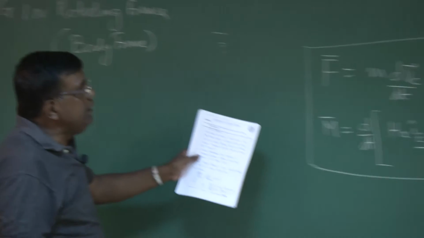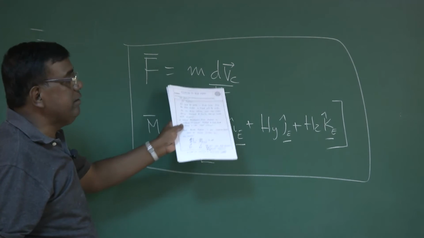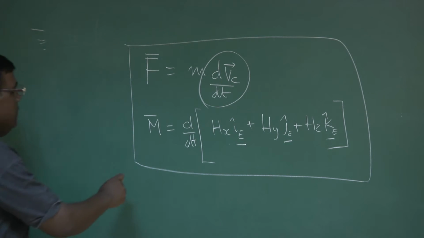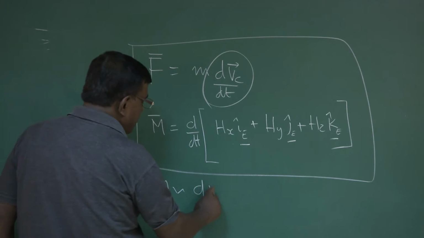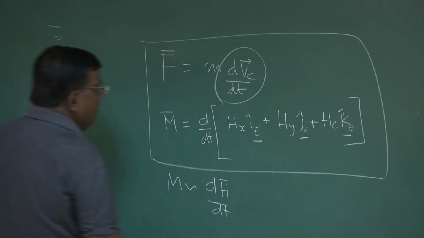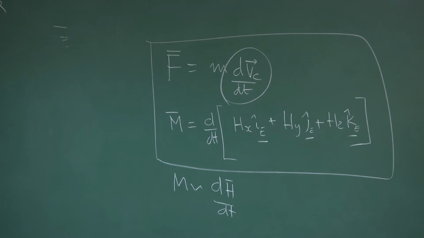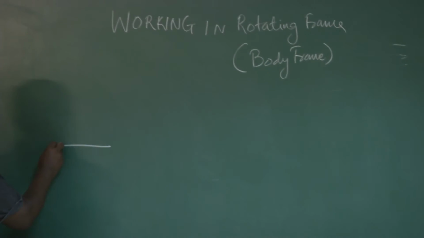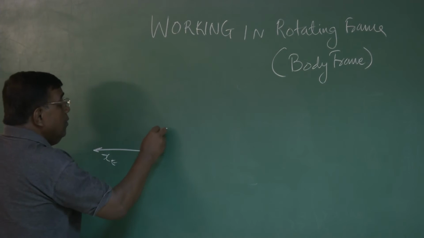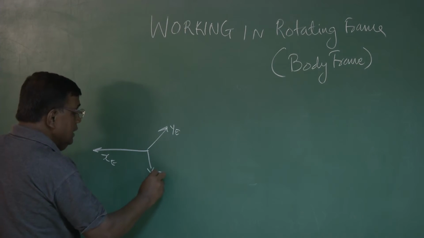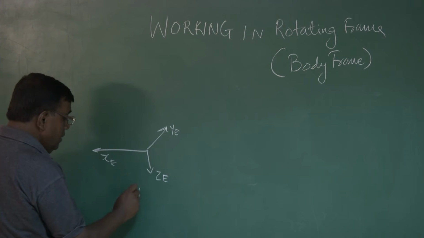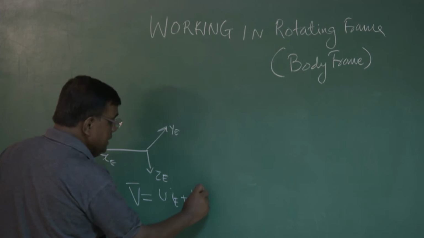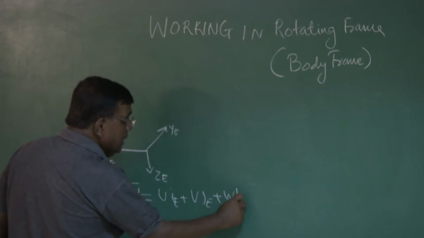Mathematically, if I see external force causing acceleration, I need a derivative, dv by dt. Similarly here, m, it is a question of dh by dt, that is the derivative of a vector. If I want to take a derivative of a vector in an inertial frame, suppose this is your inertial frame, xe, ye, ze, let's say v equals u i plus v j earth plus w k earth.